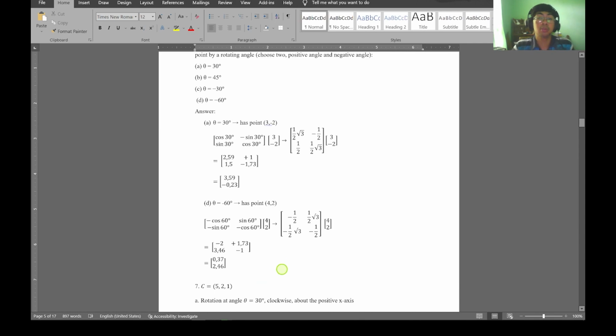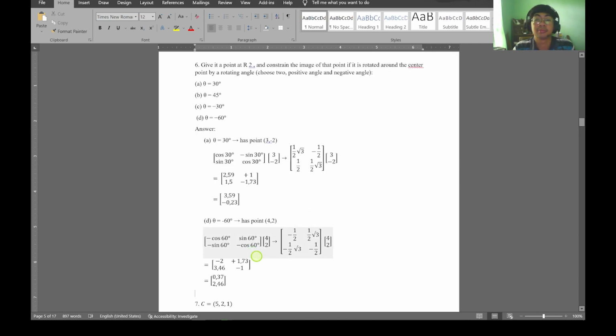it becomes the matrix 0.37 and 2.46. And that's all about number 6.